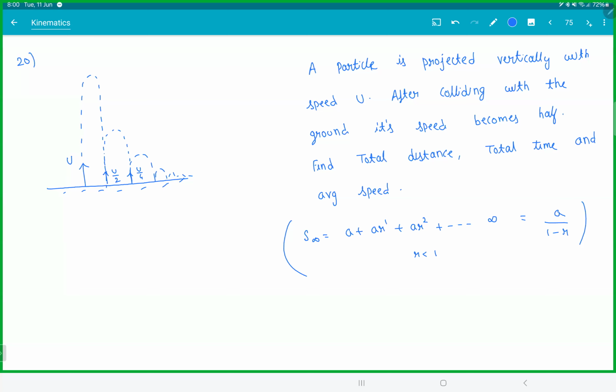How do we do this? Any answers for total distance, total time, average speed? Distance is 4u square by g. Yeah, that's right, Reshana. Vihan, you're wrong. Jainil, that's wrong. Surya, that's wrong. How did you get time? Time is not given. Ahana, that is wrong.